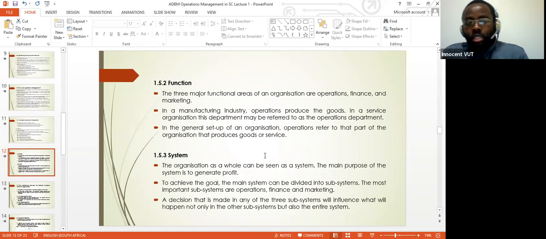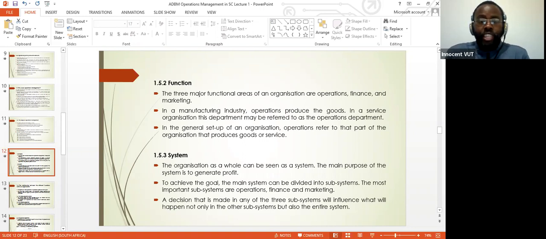To achieve the goal of generating profit, the organization as a system can be divided into subsystems. The most important subsystems, the major ones, are operations, finance, and marketing. We have other systems, but these are the major ones. We can talk of the IT department, the human resources department. We have a lot of subsystems in an organization, but the major ones are operations, finance, and marketing.